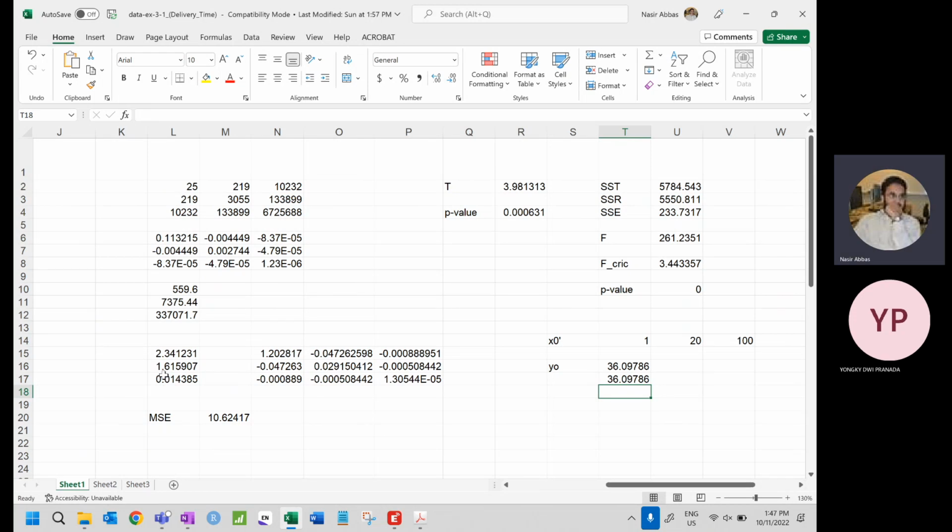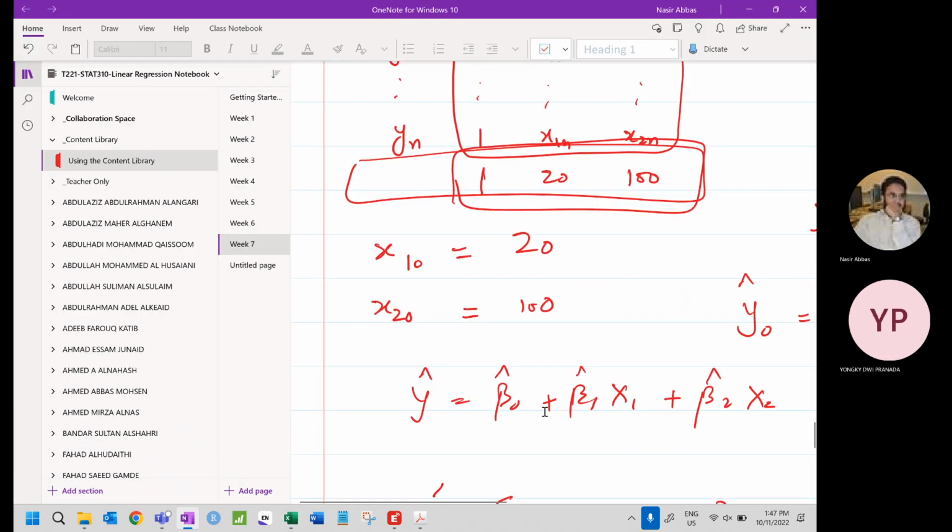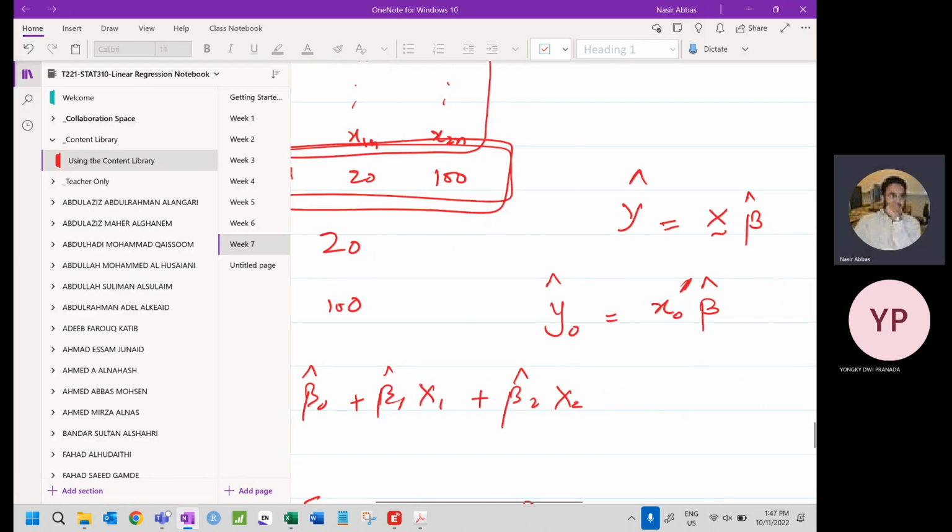Why not just enter X naught as a column? You want to enter x naught as a column vector? Yes. Then you'll have to put an extra transpose command here. If you enter it as a vector, then you'll have to take the transpose of it to multiply it with beta. You can do that, not an issue. Enter it as 1, 20, and 100. And then when you are finding y naught hat, before multiplying it with beta hat, take the transpose of that.